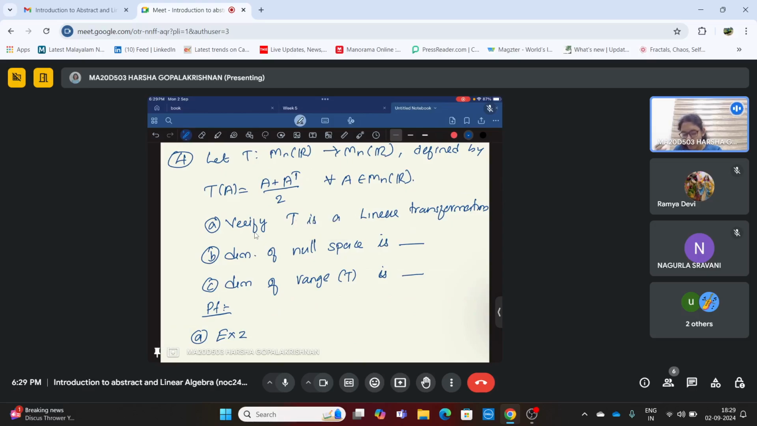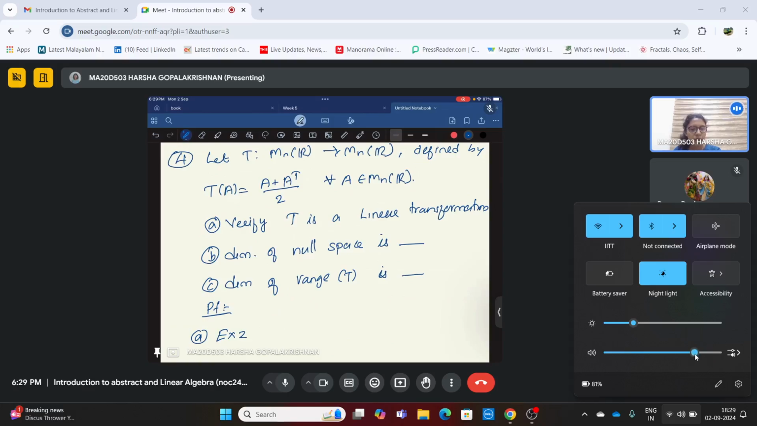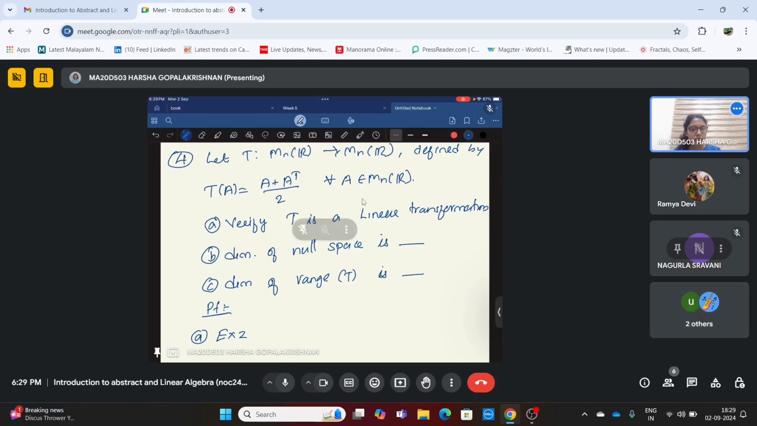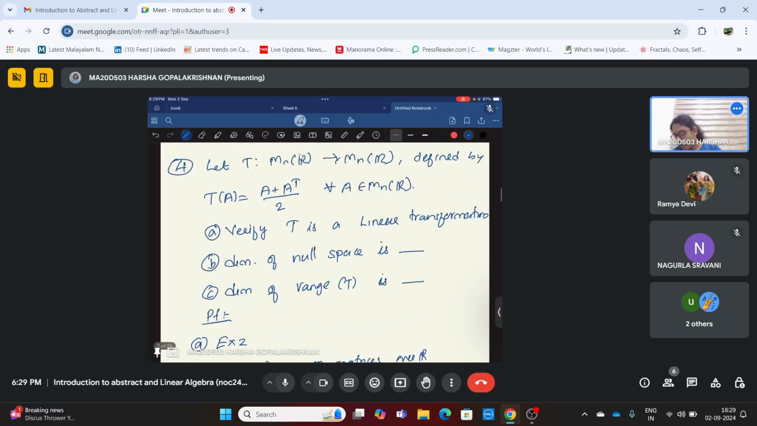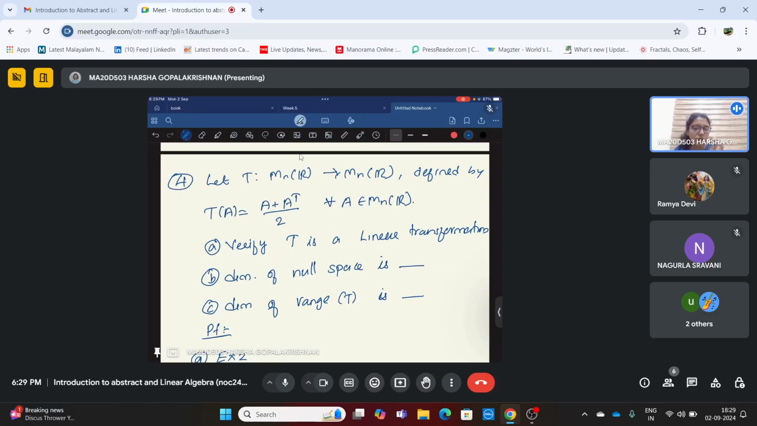The question is the dimension of the null space and the dimension of the range of T. Again, here, what is Mn of R? Does anyone know? Mn of R means the set of all n by n matrices over R, that is, all n by n matrices whose entries come from the real numbers R. Now, the first question is what is the dimension of the null space?